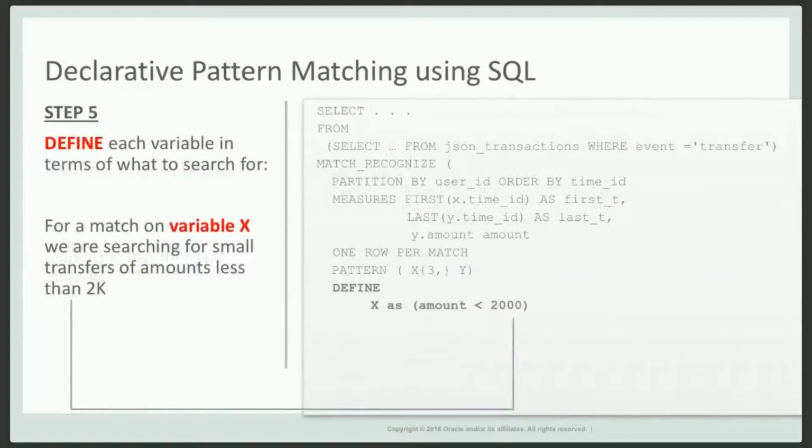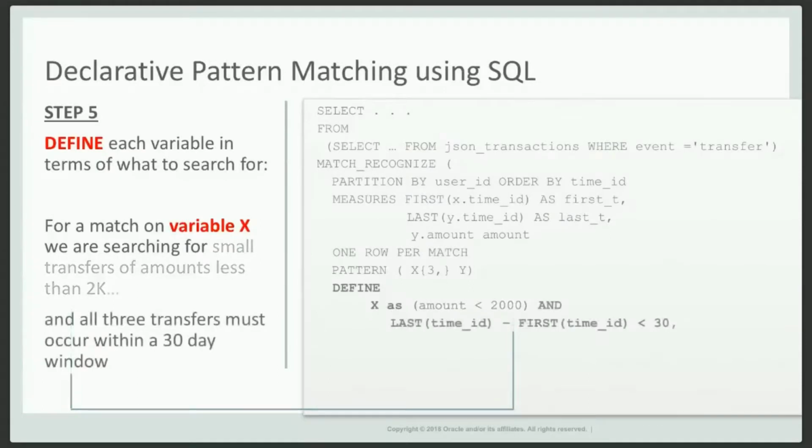But what is X and Y? The next step is the define keyword, where we lay out what exactly X and Y are going to be. So X is going to be where the amount is less than 2,000. As I'm going through my rows, I'm going to go down the amount column and look for instances where X is less than 2,000. I can keep on going through this, and don't forget they have to be within a 30-day window.